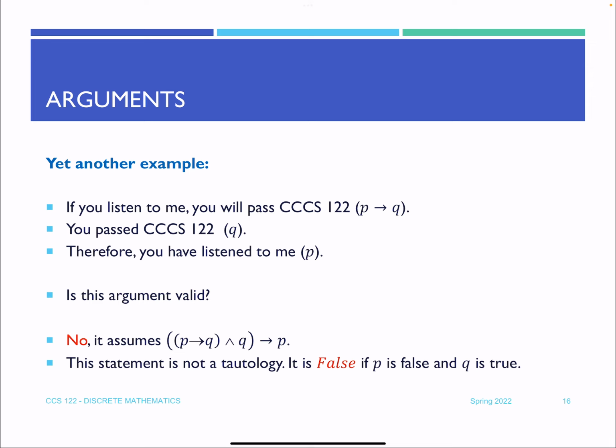Question is, is this argument valid? And the answer is no. It assumes that if P, then Q, and if Q is true, then P is true. Now, this statement is not a tautology, and is false if P is false and Q is true.